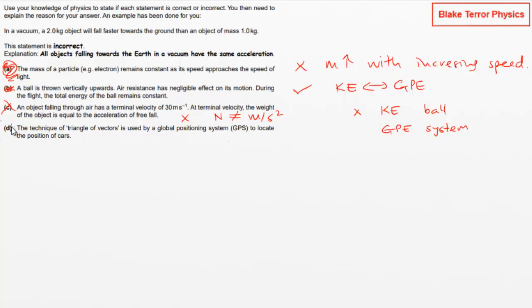And then D, the technique of triangulation is used by a global positioning system to locate the position of cars. Right, so we don't use triangulation, we use trilateration, as we've discussed before. Triangulation is looking at angles and trilateration is looking at distances, and that's what we use in GPS. It's distances to these different satellites rather than the angles. So we've got 3 of them incorrect, possibly all 4 of them incorrect. But we could do a yes, it's correct for the second one, depending on which description we want to give.